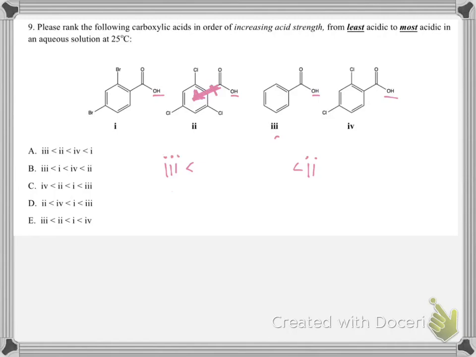And then between 4 and 1, we have 2 halogens on each one. But this chlorine is going to be more electronegative than the bromine. And so it will do a better job pulling electrons away. And so that would be the next strongest, followed by that choice with bromines. And so option choice B is correct.